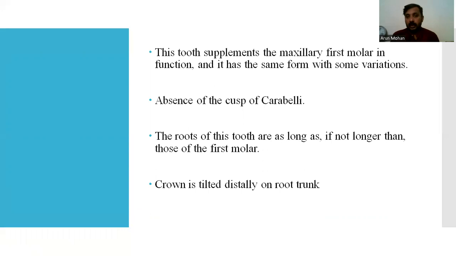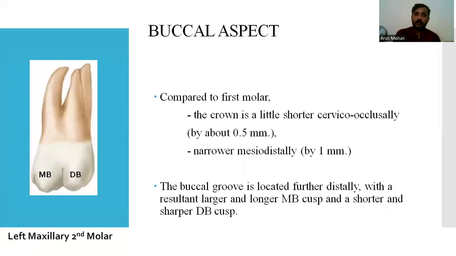Roots of this tooth are as long as, if not longer than, the first molar, and the crown is tilted distally on the root trunk. So these are some of the general features of the maxillary second molar, which are different from the maxillary first molar.